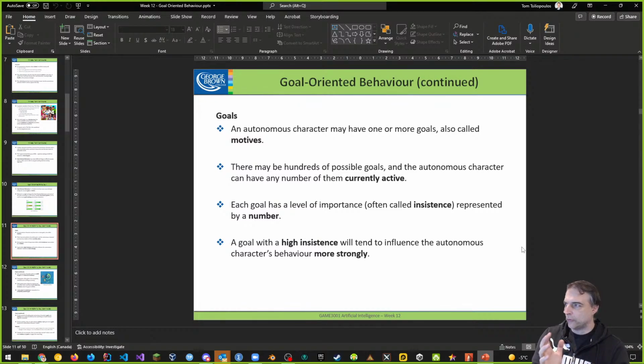So let's talk about goals for a second. The thing when it comes to goals or motives is that there's some kind of currently active goal that the autonomous character might have. Each goal, if we're going to translate it into computer science techniques, might have some kind of value, a number that represents its insistence, how important this thing is. A goal with a high insistence, a high number, will tend to influence the autonomous character's behavior more strongly, as opposed to something that has a low insistence. Let's take a look at some examples in a few minutes.